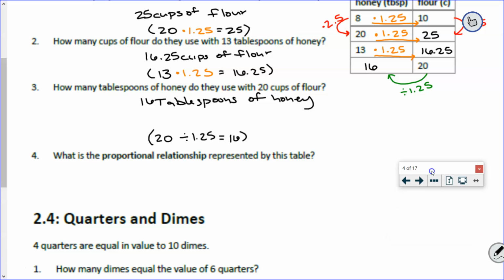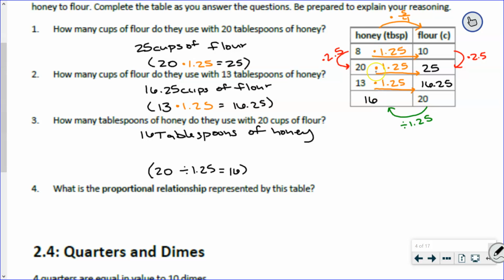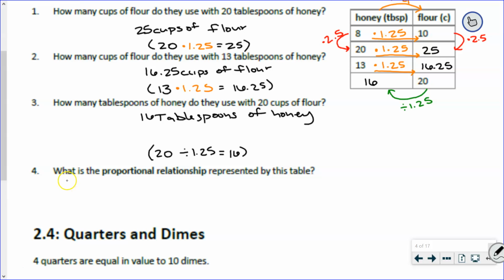So we have this last question here that I decided to leave for today. What is the proportional relationship that is represented by this table? There are a couple of ways that we can answer that question. Really, ultimately, what we're looking for is we want you to describe the relationship between one column and the next. So one of the things that we can write here to describe this is we would say, the relationship between honey and flour is proportional.